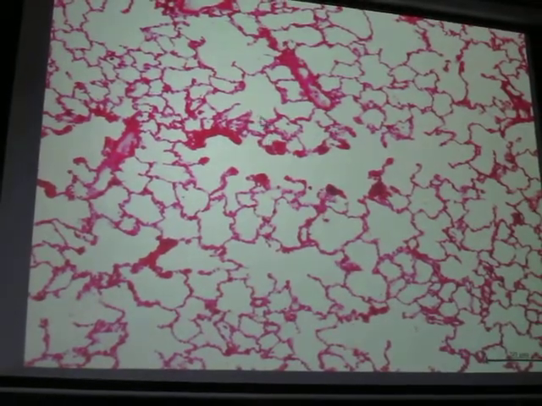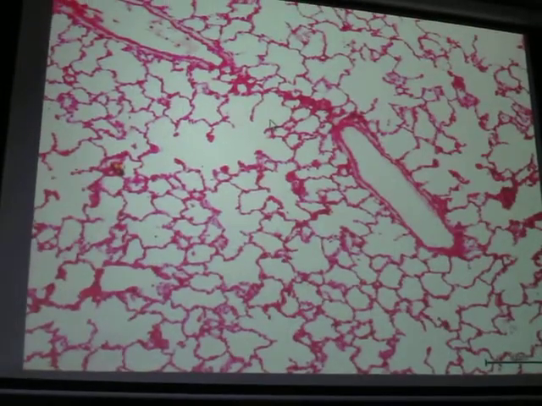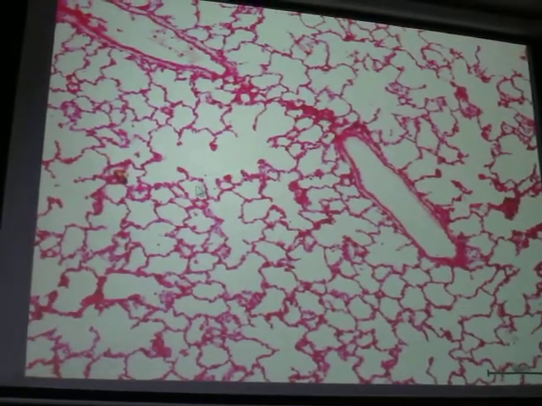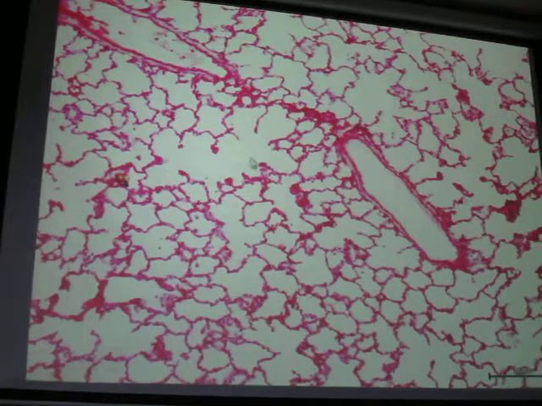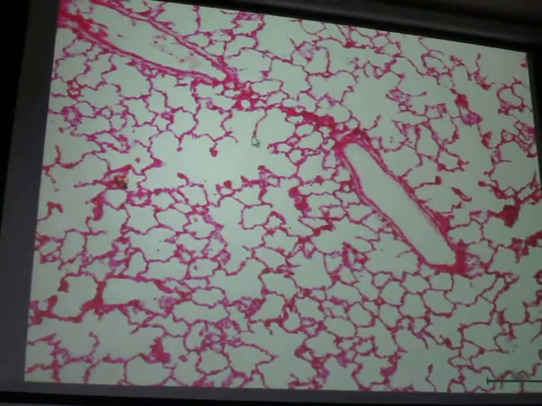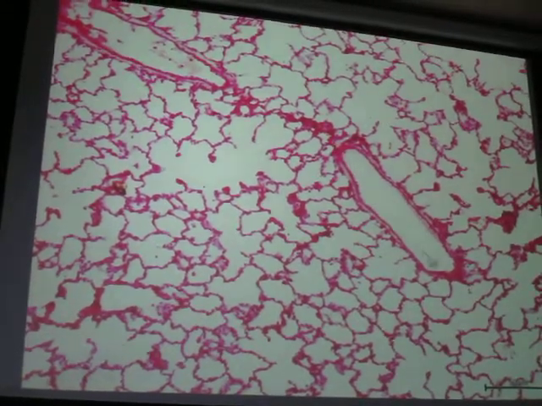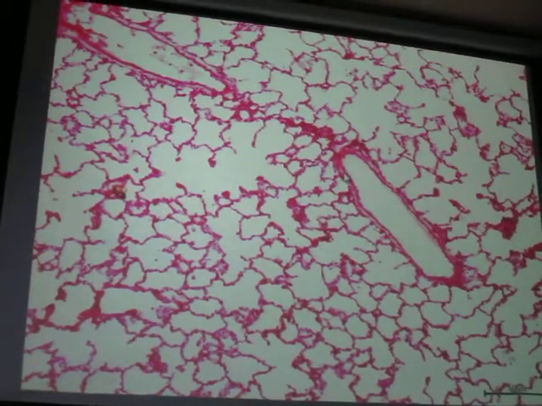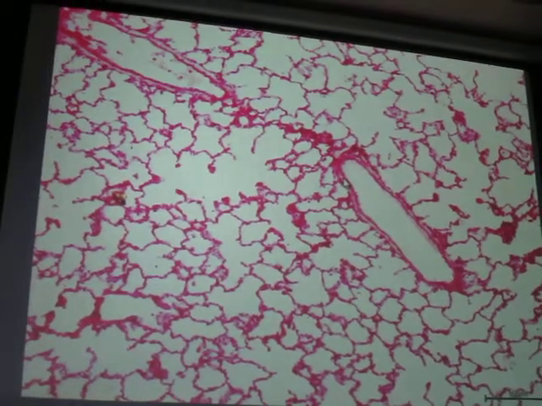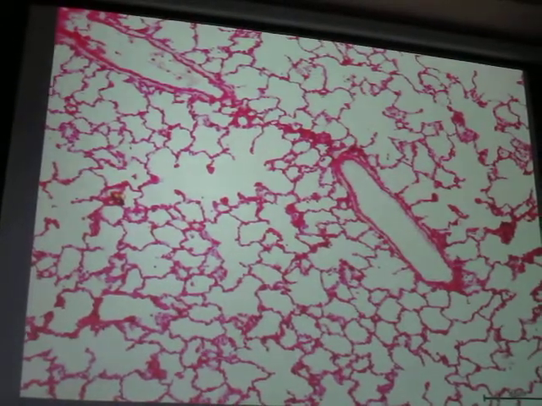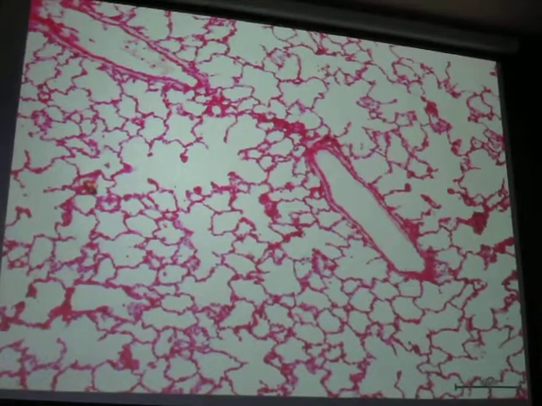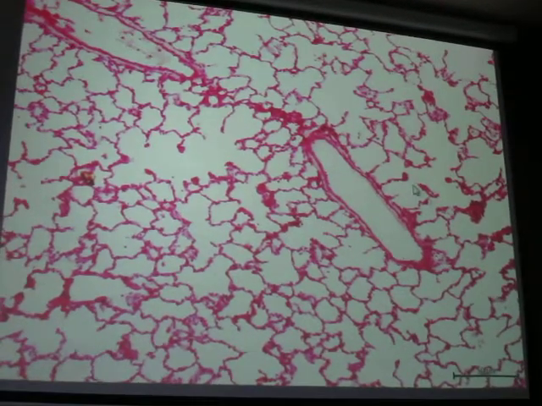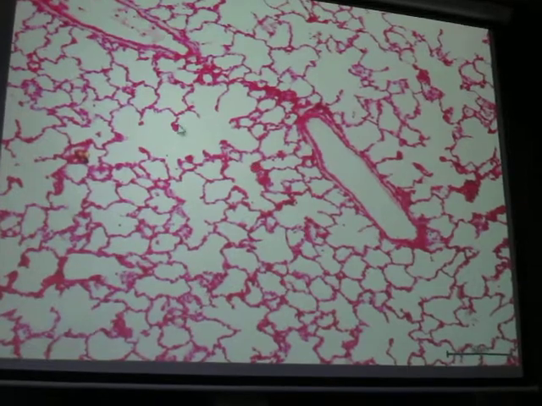Okay, identify pointed structure. Alveolar sac. Okay, identify pointed structure. Alveolar duct. Alveolar duct. And these are terminal bronchioles. Okay, pulmonary vein, because they are separate, they are not associated with an airway. These two are pulmonary veins.